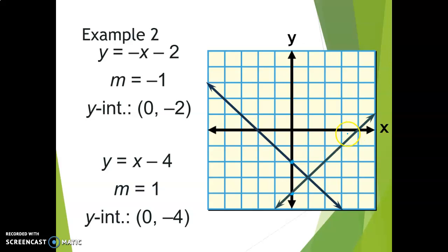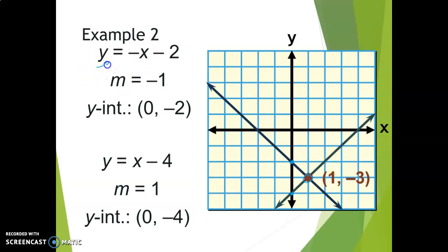After we have both lines graphed, step 2 is to find the point of intersection. Here is our point of intersection. We're going to label that point of intersection with its coordinate points. And the coordinate points are 1, negative 3. That means our solution to this system is x equals 1 and y equals negative 3.